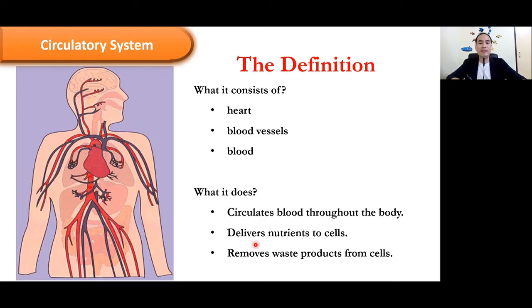Next, it delivers nutrients to the cells. Do remember that we are living things. We are living organisms and we need energy to move around. Next, number three, it removes the waste products from the cells. Waste products from the cells are like your carbon dioxide, like your urea. Those waste products are not needed by your body, so they should go out from the body.